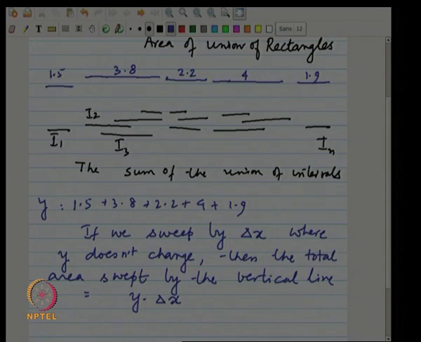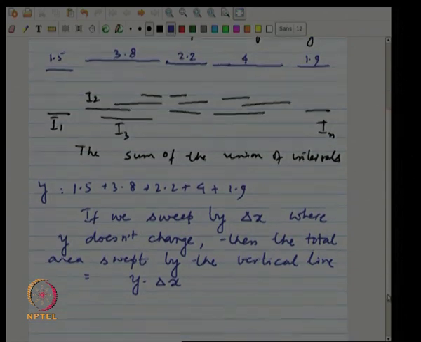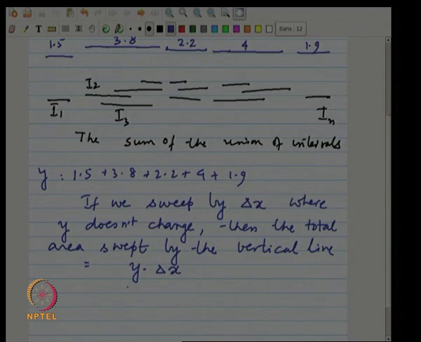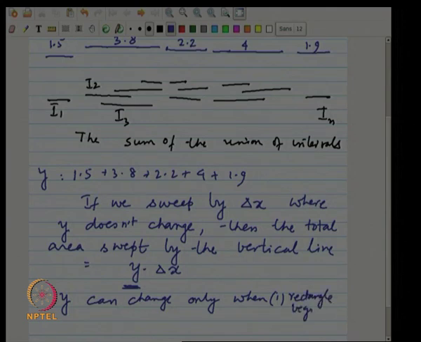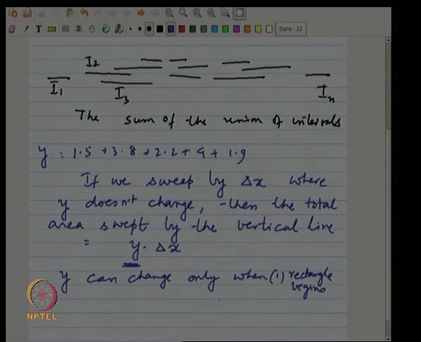So, it appears that we have now reduced the problem of computing the area of rectangles to one where we want to keep track of this y, where y does not change, or let us say y can change, I should say y can change only when one, a rectangle begins, okay, and two, a rectangle ends.